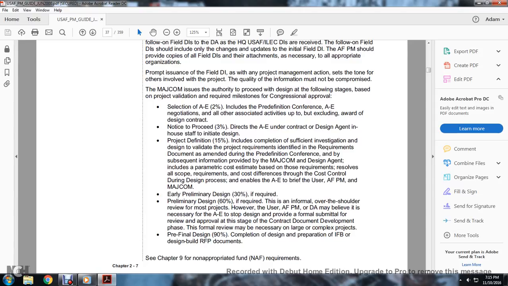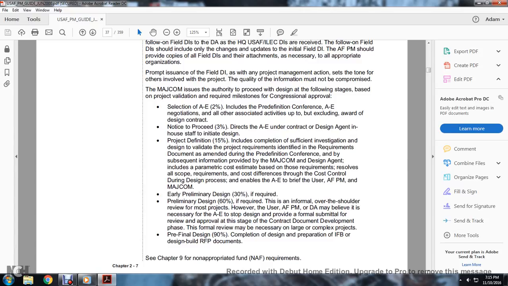The cost difference and cost control during the design process enable the A&E to brief the user, the Air Force program manager and the major command. Early preliminary design is 30% if required. Preliminary design is 60% if required. There is an informal over-the-shoulder review of the project. However, the user or the Air Force program manager may direct the A&E to stop the design, provided formal submittals with review and approval are made before the contracting documentation development phase.